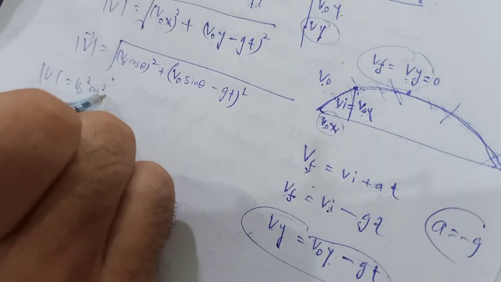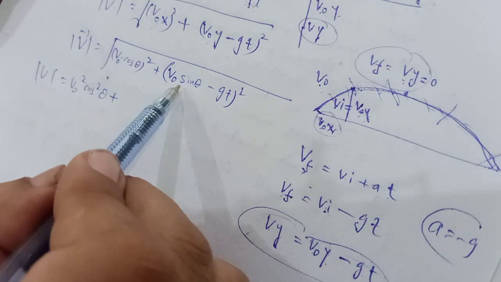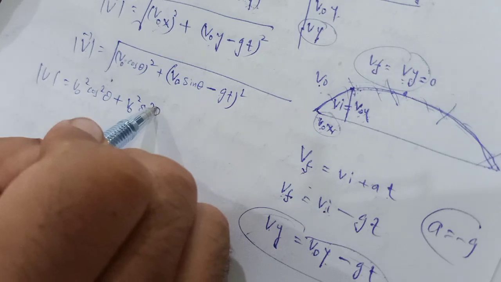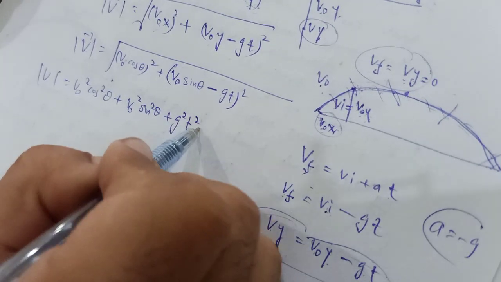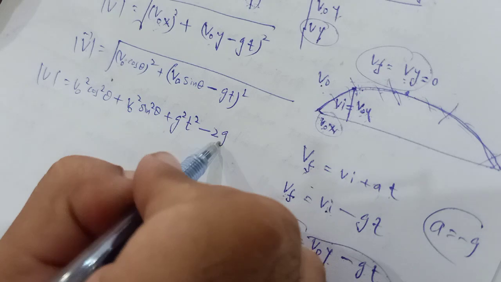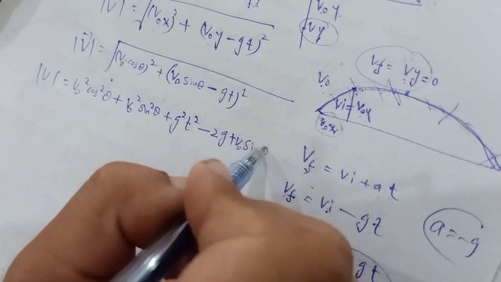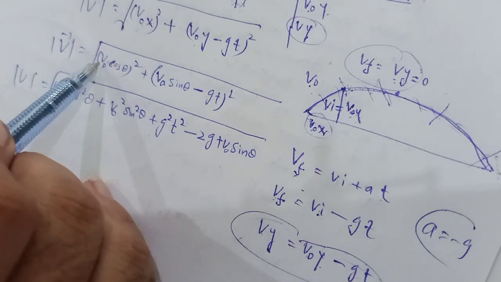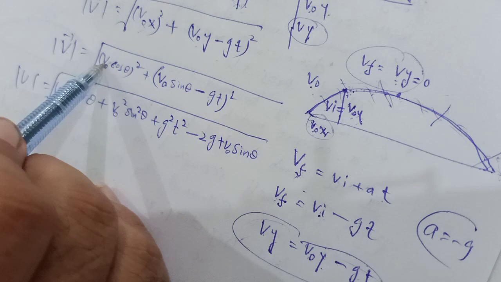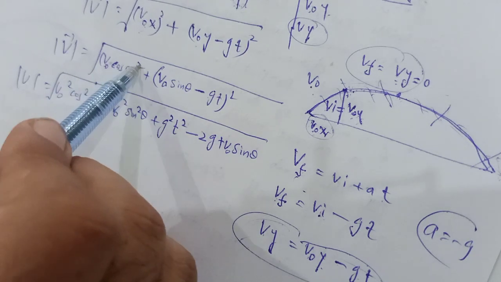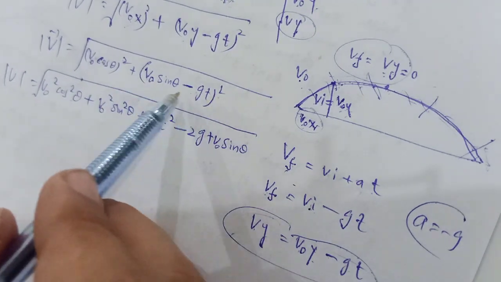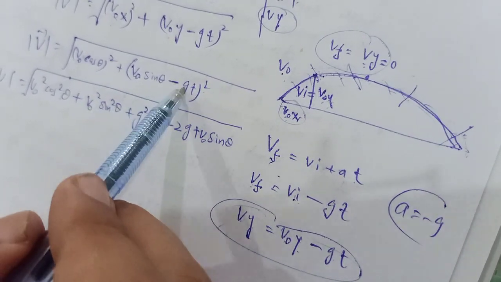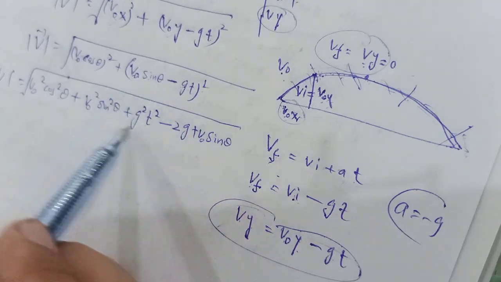V0 square cos square theta, and this is a formula, a minus b whole square, so it will become a square plus b square minus 2ab, under the root. What we did, we just simplified it. As it contains a square, the square will be applied on both. So V0 square cos square theta, and it is a minus b whole square; the formula will be expanded: a square plus b square minus 2ab.